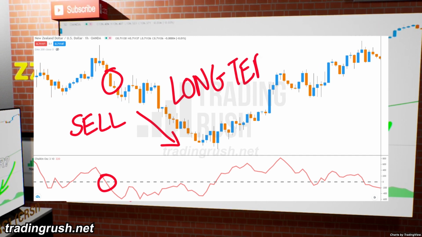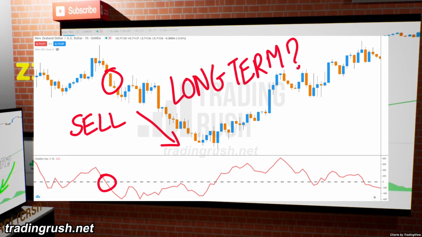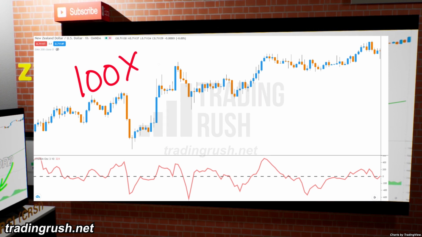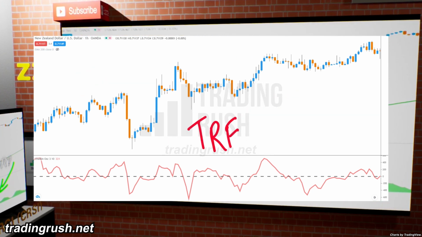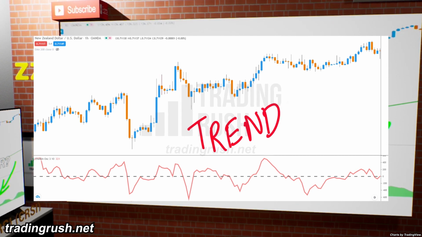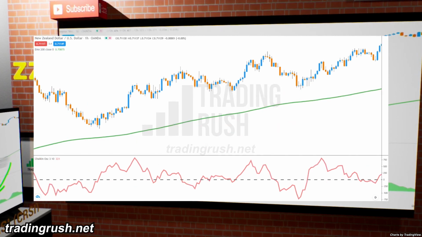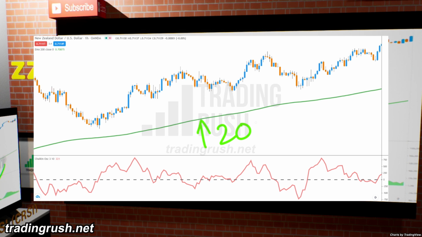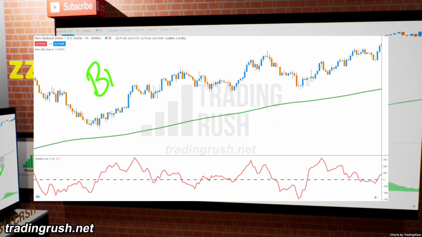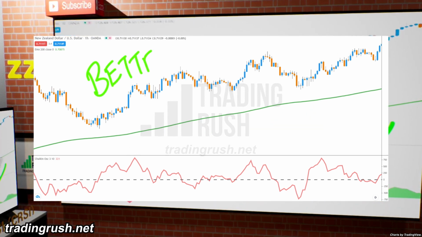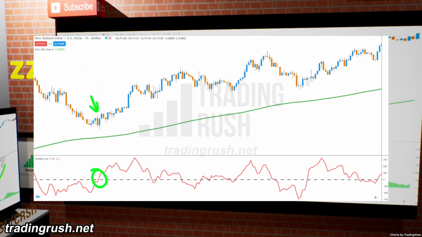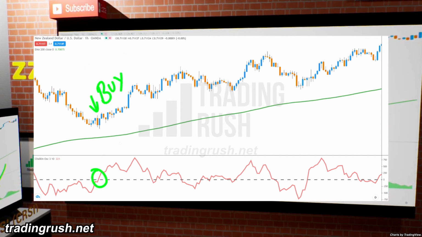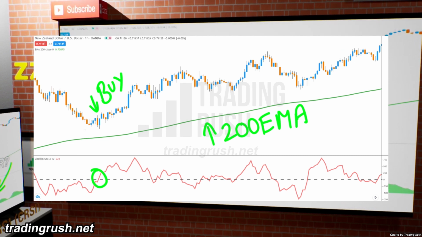Before we test the Tchaikin Oscillator 100 times, we will have to modify the Tchaikin Oscillator strategy to fit with the trend. Taking every single trade will make you lose money, but we can use the 200 EMA to find the long-term trend direction. So the better Tchaikin Oscillator trading strategy goes something like this. Buy when the Tchaikin Oscillator crosses above the zero line, and if price is above the 200 EMA.